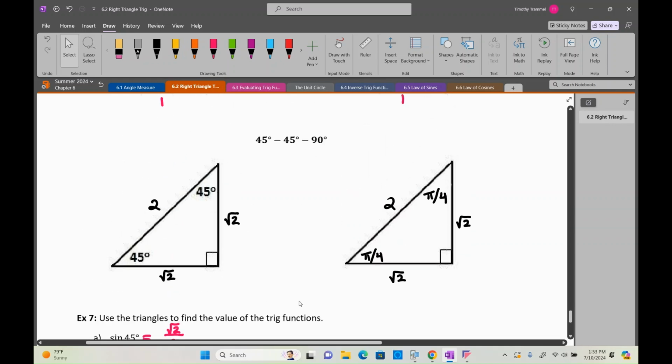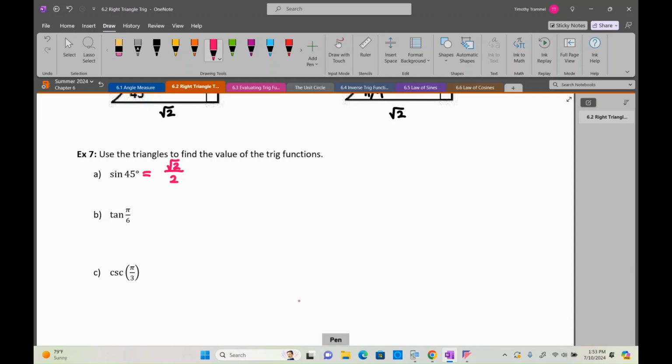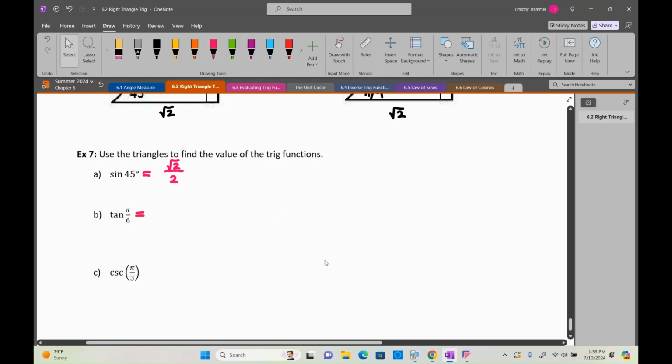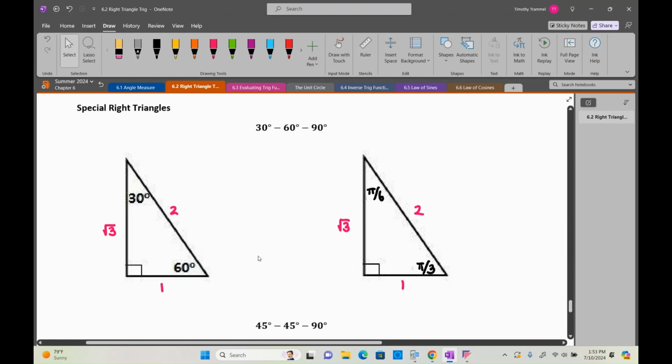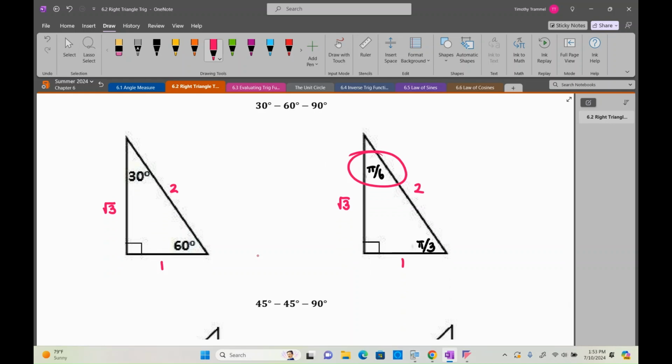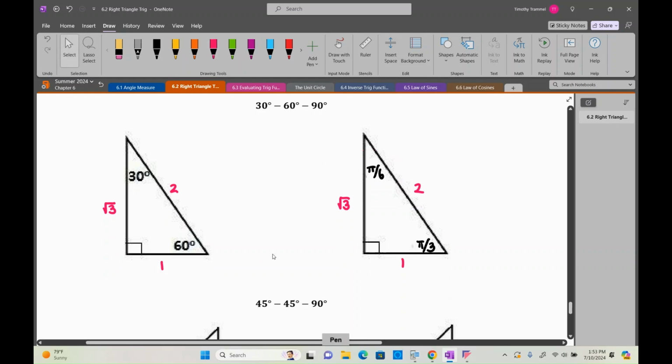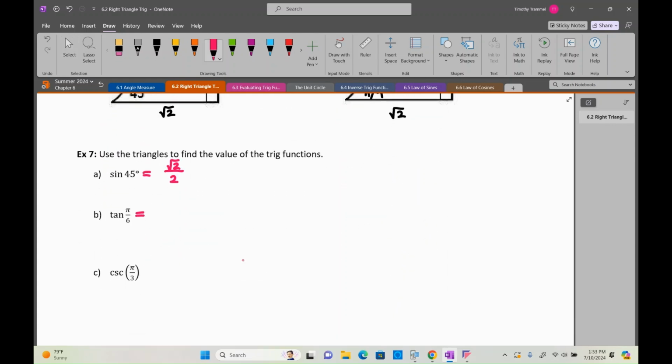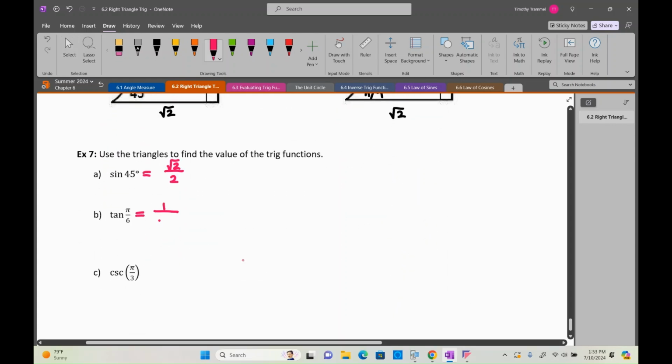Similarly, for tangent of π/6, I just need to go over to the triangle that has a π/6 in it, okay, right here. And so tangent, right, is TOA, opposite over adjacent. So that would be 1/√3. Yeah, opposite over adjacent, 1/√3. Okay. And if you were to rationalize that, right, you could multiply both the numerator and denominator by the square root of 3, and we get √3/3.